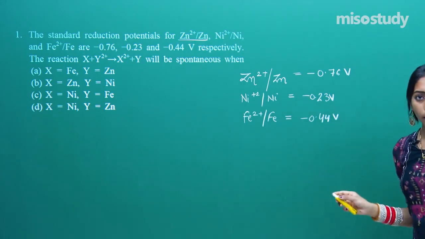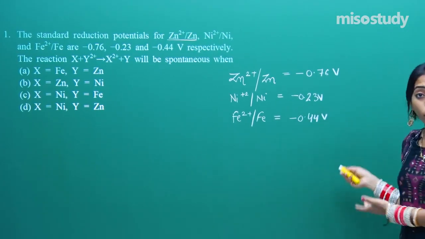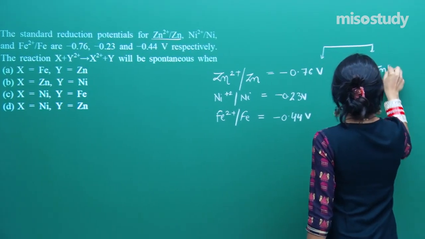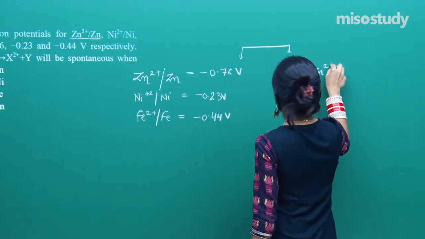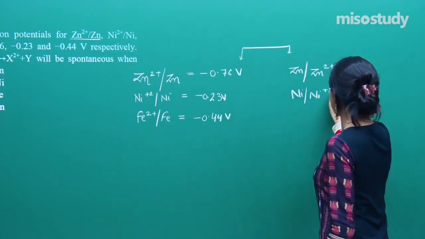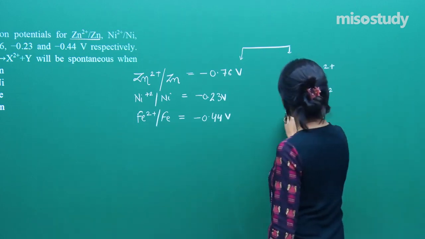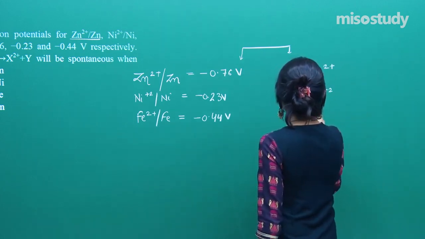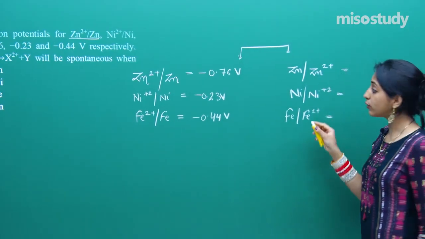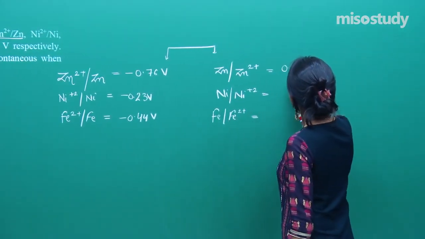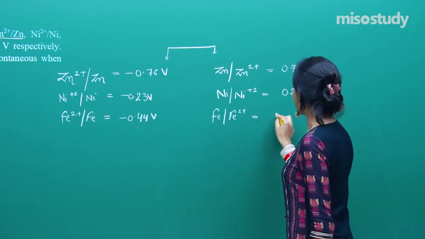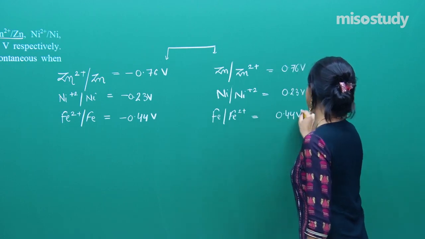So I am not concerned about reduction potentials. Let me write their oxidation potentials. That means if I write the opposite way, zinc getting converted to Zn2+, nickel getting converted to Ni2+, and then iron getting converted to Fe2+, right? So I just reversed all of them, and their values will come out to be 0.76 volt, next is 0.23 volt, and the next is 0.44 volt.